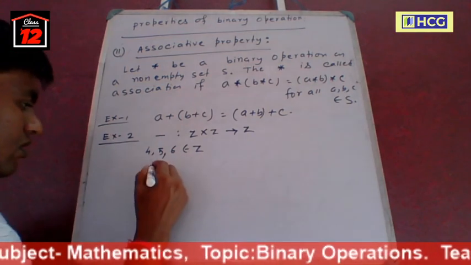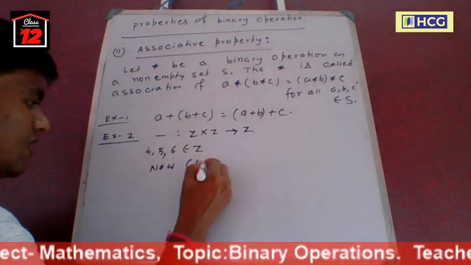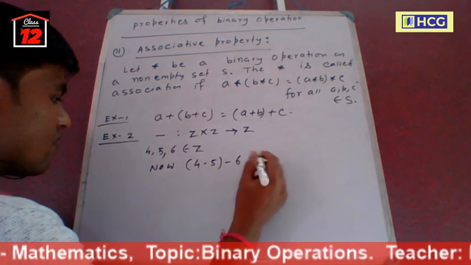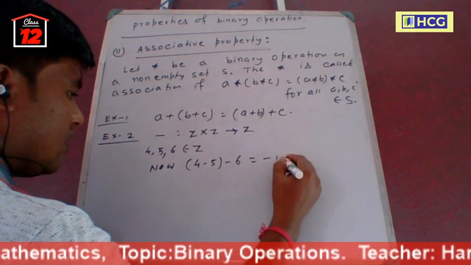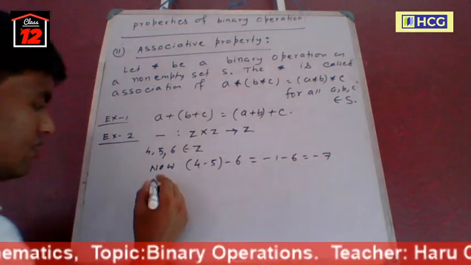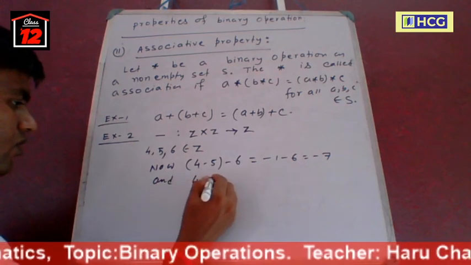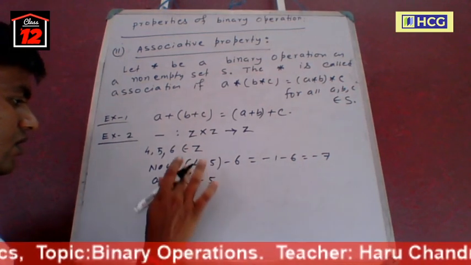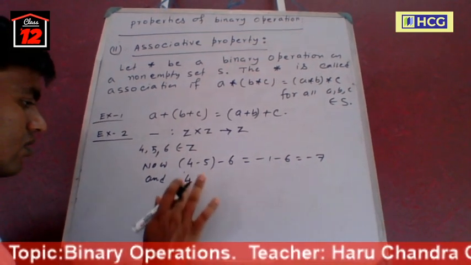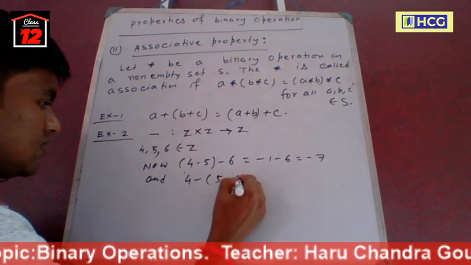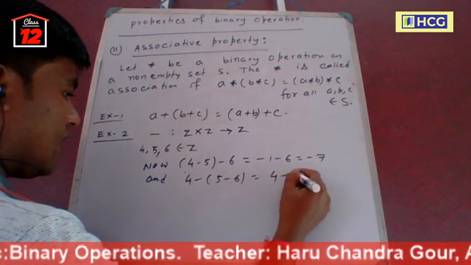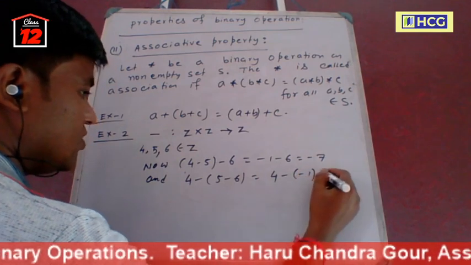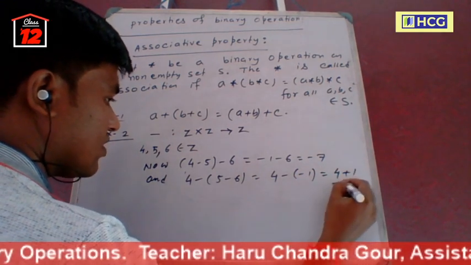Now, (4 minus 5) minus 6. This is equal to 4 minus 5 is minus 1, and minus 6 is equal to minus 7. And 4 minus (5 minus 6). So this is equal to 4 minus (minus 1). So this is 4 plus 1. This is equal to 5.